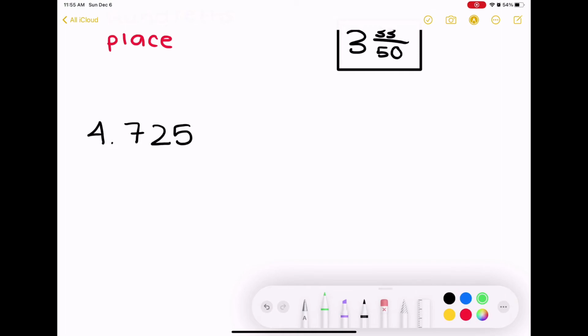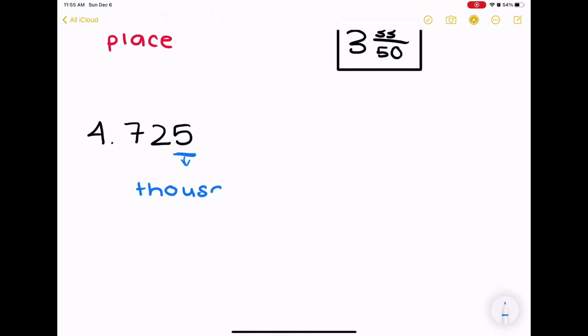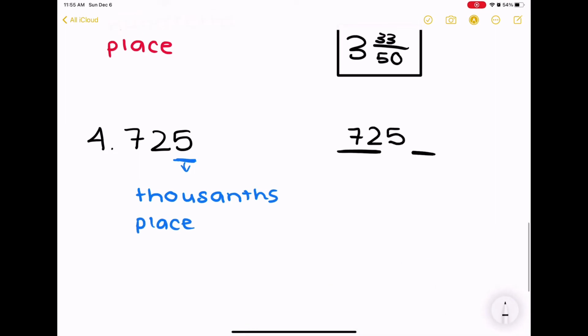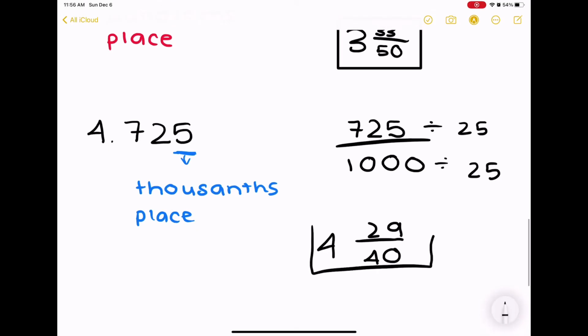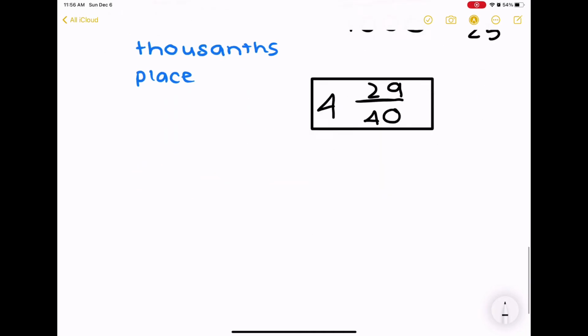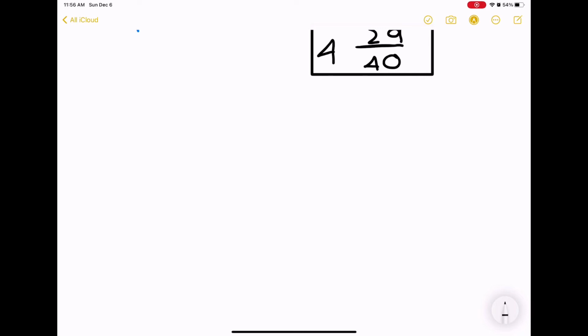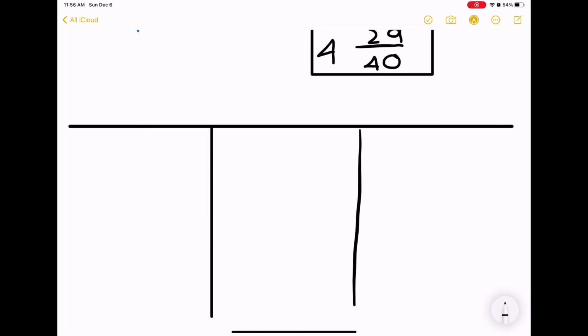And if we have instead a number in the thousandths place, well, again, look at the last digit. Is it in the hundredths or the thousandths or the tenths place? In this case, it's in the thousandths place, which means it makes the most sense for 1,000 to be on the bottom. And then we can divide the numerator and the denominator by 25, which will give us 4 wholes and 29 over 40. So as I said before, really pay attention to the last digit and what place it is in, and this will help you figure out what the denominator in that fraction would be.